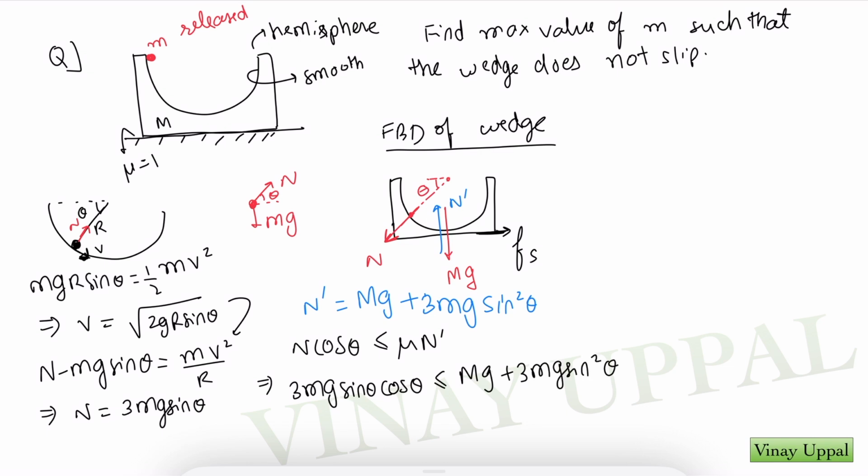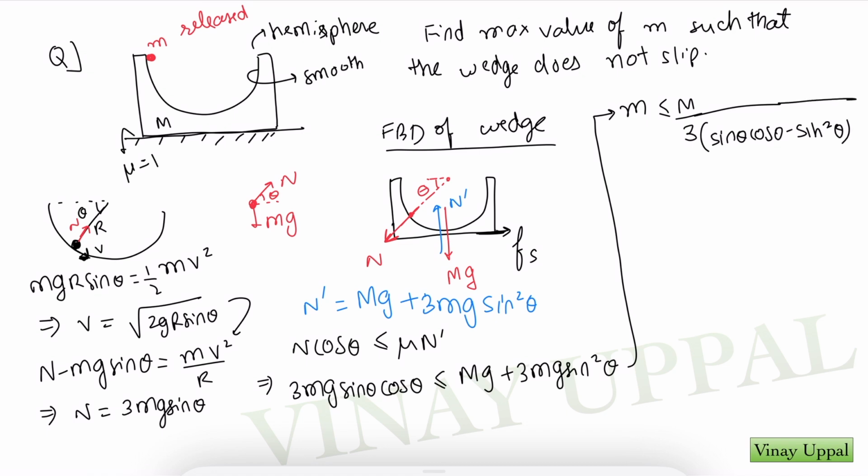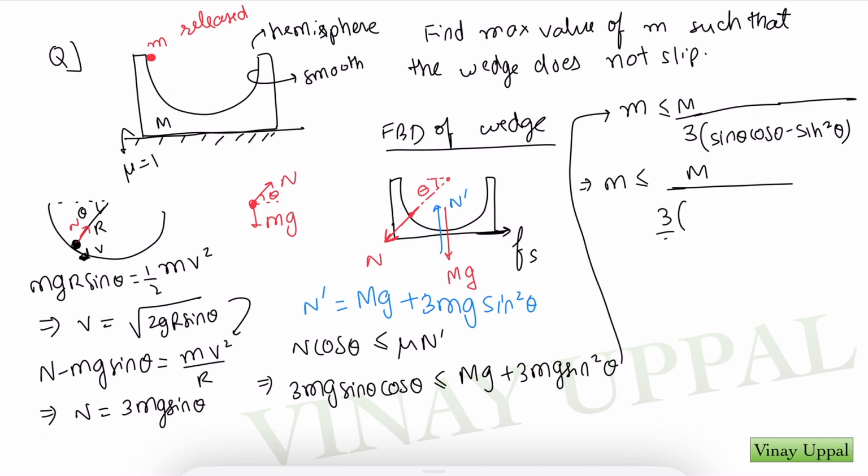Alright, now I have an inequality for small m. So now it's just a bit of mathematics. Can I write m should be less than or equal to sine theta cos theta minus sine squared theta. Let me just write this in terms of 2 theta, it will be a little easier. Let me write sin square theta as 1 minus cos 2 theta, so this will become sin 2 theta plus cos 2 theta minus 1. Alright, so now I have an inequality for small m.